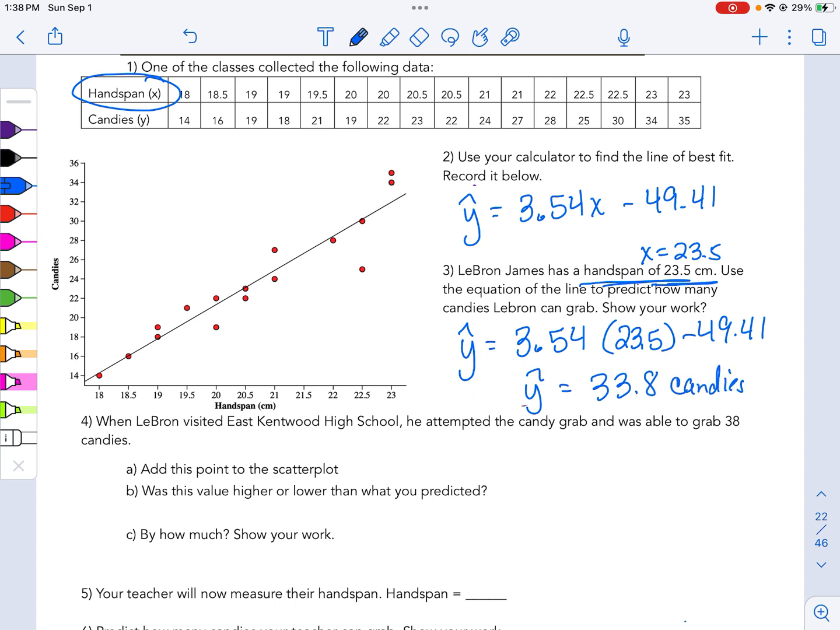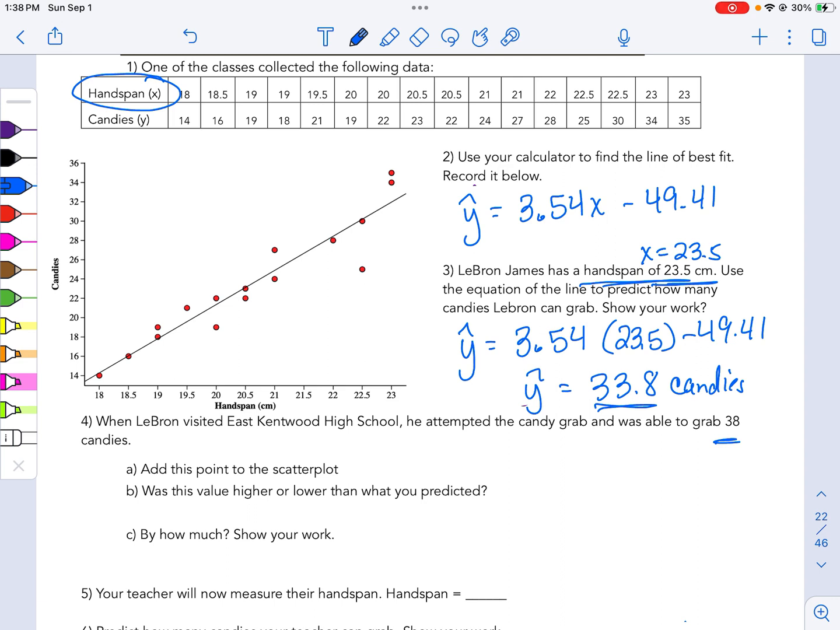Because y represents how many pieces of candy he would be able to get. Obviously he's not going to grab 33.8, but it's going to be somewhere between 33 and 34 pieces of candy. All right, now it says when he actually came to this high school, he was able to grab 38. So we predicted that he could only grab about 34, but in reality, he grabbed 38. Just like yesterday, some of the shorter people were able to grab more candies than some of the taller people. So it's definitely something that's harder to predict.